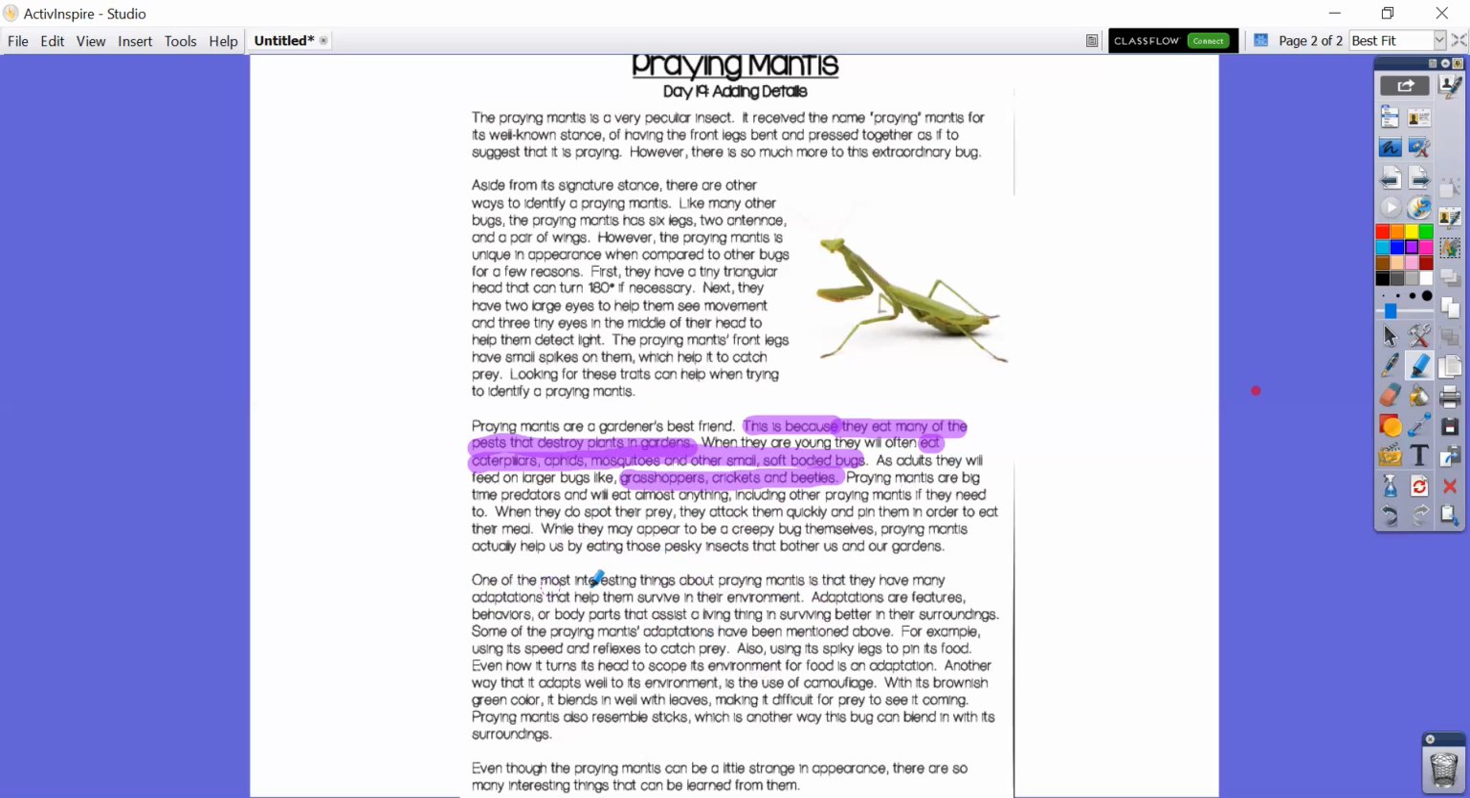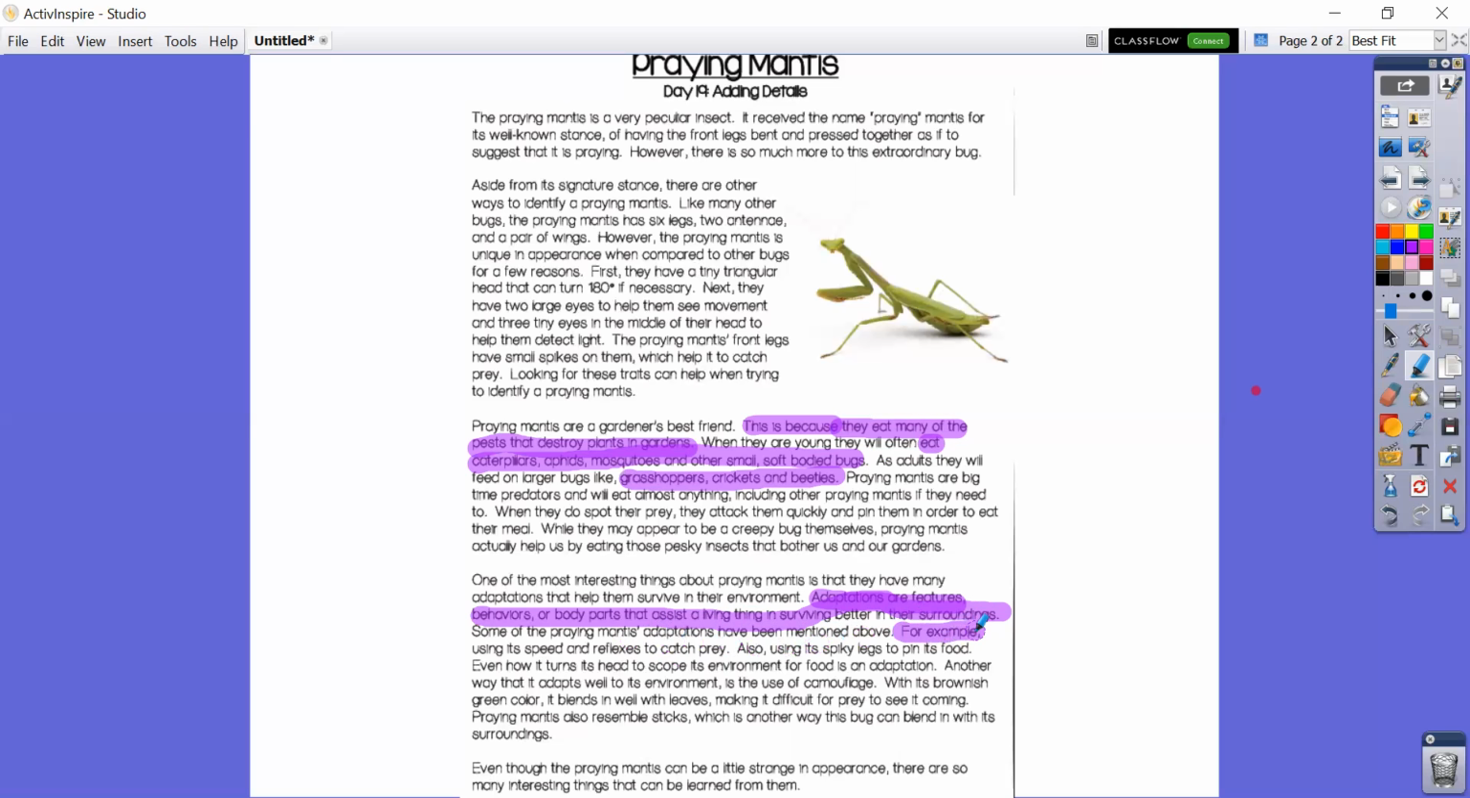In this paragraph, it talks about interesting things. So it talks about adaptations. And it not only talks about it, but then it also tells the reader what adaptations are. It says adaptations are features, behaviors, or body parts that assist in a living thing surviving better in their surroundings. So then it goes on to talk about the praying mantis having specific adaptations, and then it gives examples.